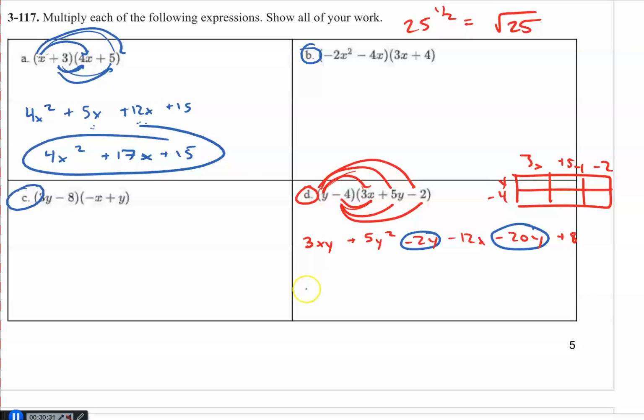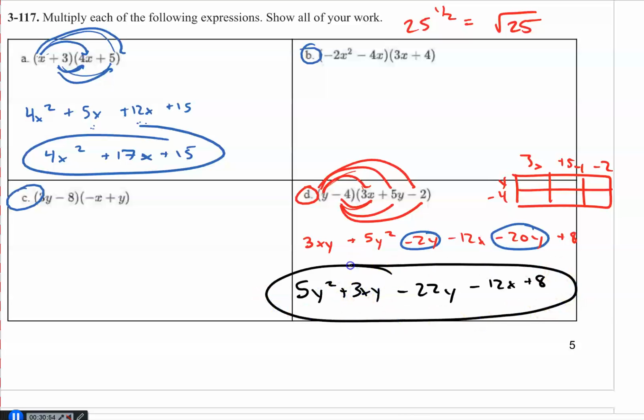Everything else is unique. So we have 3xy plus 5y squared minus 22y minus 12x plus 8. And that's fine. Typically you write the squared terms first, but you don't have to. I'm going to do it just because it's a good habit to get into. 5y squared plus 3xy. So it's just the same two terms, but I switch the order. Addition is commutative, so I'm allowed to do that.